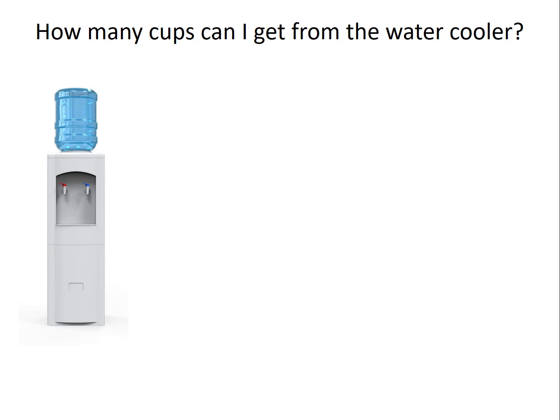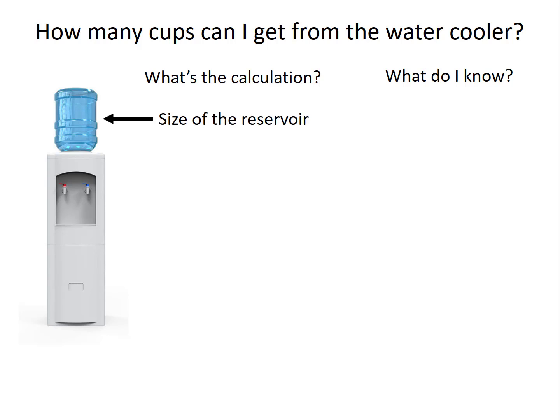There's obviously going to be some calculating involved. So the first question I ask is, what is the calculation I need to do? Alongside that question, I need to ask, what do I actually know that might help me to get to the answer? So there are two types of questions that you need to ask yourself when faced with an estimation problem. What's the calculation is fairly straightforward. It's just the size of the reservoir divided by the size of a cup. And what do I know?